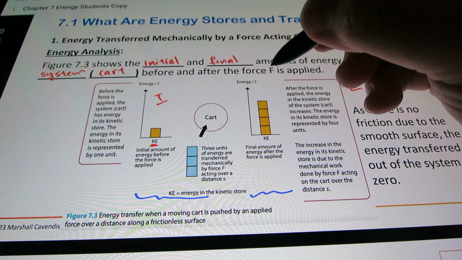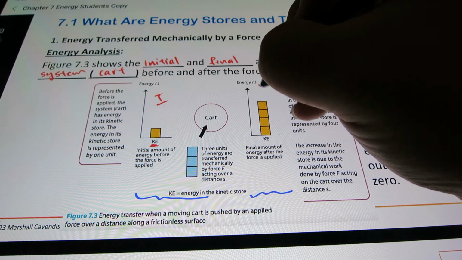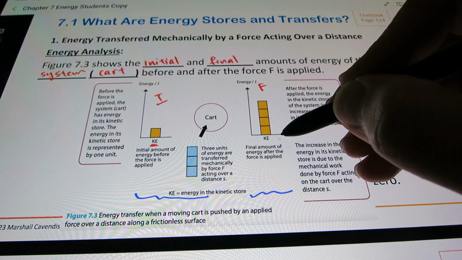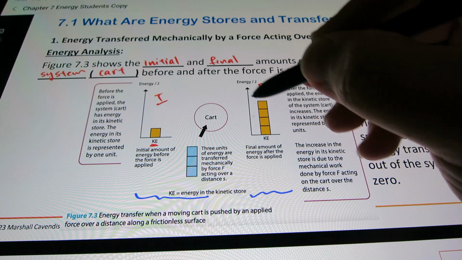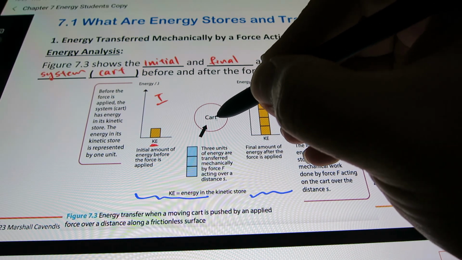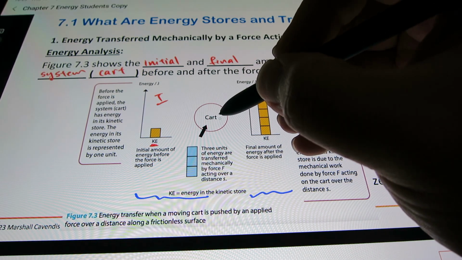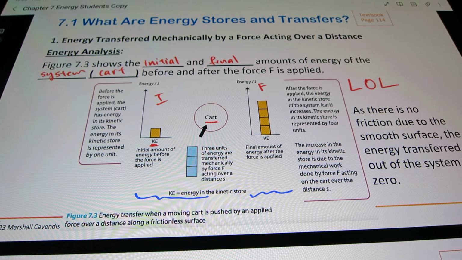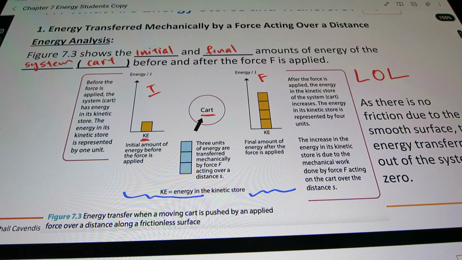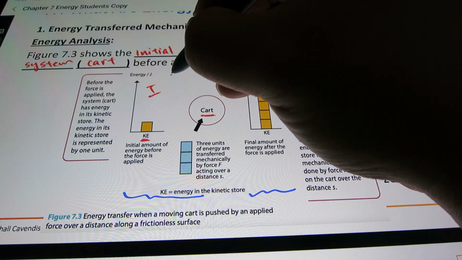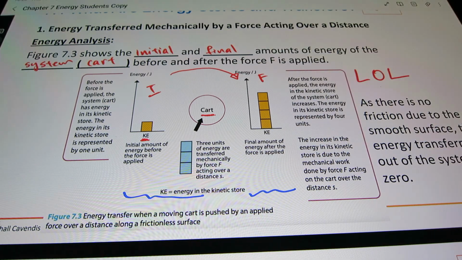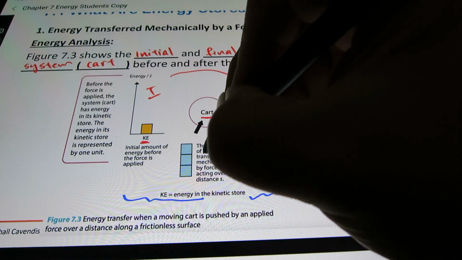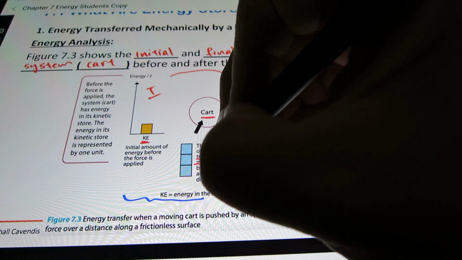At the end, the card is moving faster, so you know it has more energy at the end. This is the final energy. So you identify the system, then you label what system you are looking at by putting it into this circle here in the center. Now, all you need to do is to identify how I get from here to here. And I get there because energy is transferred mechanically via a force.